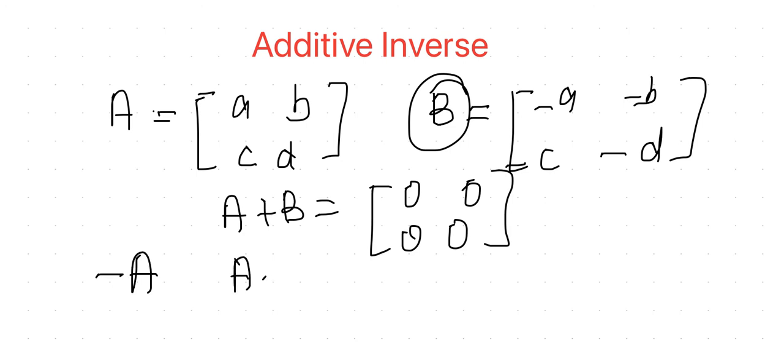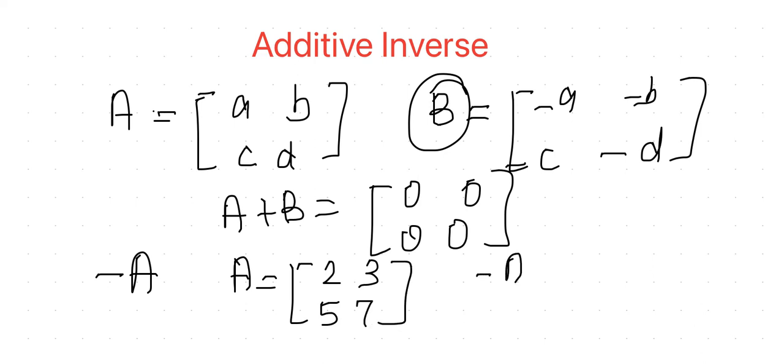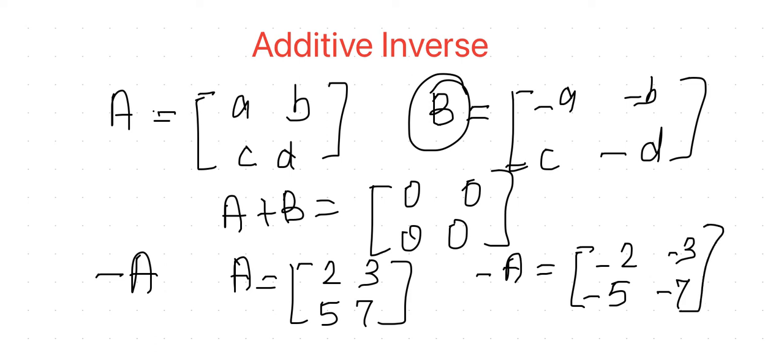Suppose I have a matrix A which is given by 2, 3, 5, 7. So what is the additive inverse? It is given by minus A, which is equal to minus 2, minus 3, minus 5 and minus 7. So this is called the additive inverse. You are just reversing the sign of all of them. And why do we do this? Because when I add A and minus A, all the elements are going to be 0, and this is what is called the additive inverse.